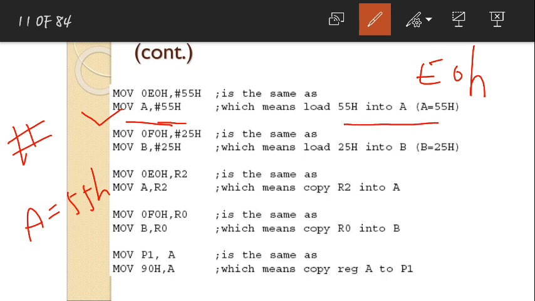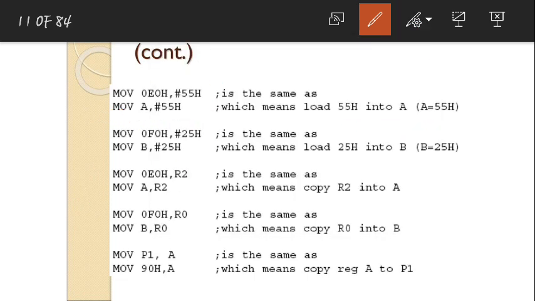So now let's see this first one. This is MOV 0E0H, #55H. So even this is the same as this. If I write this line or this line, both are the same. Both will do the same operation. So in the end, for the first line or second line, the result will be A is equal to 55H. Is that fine?